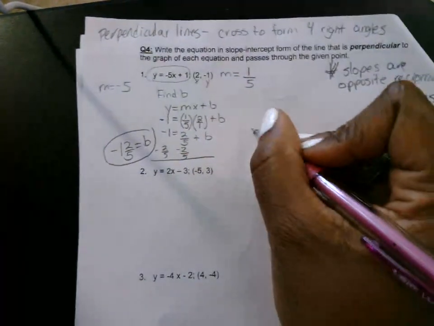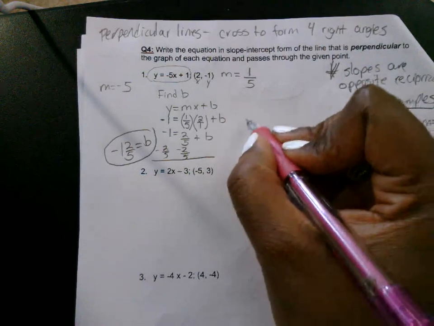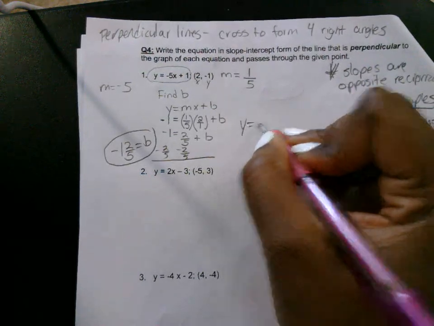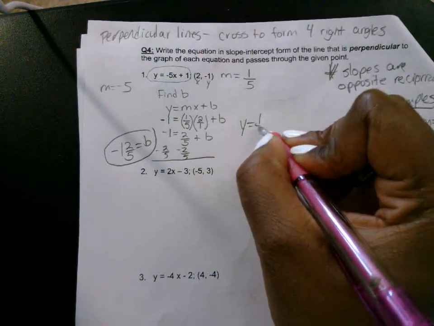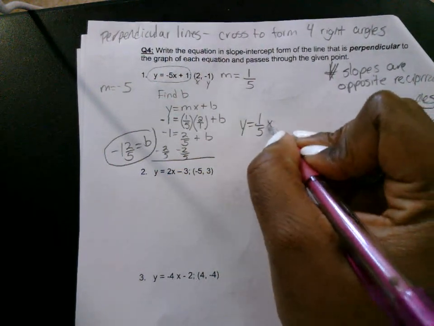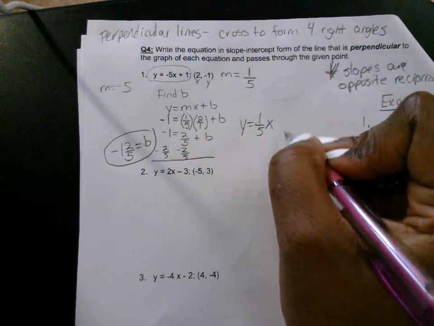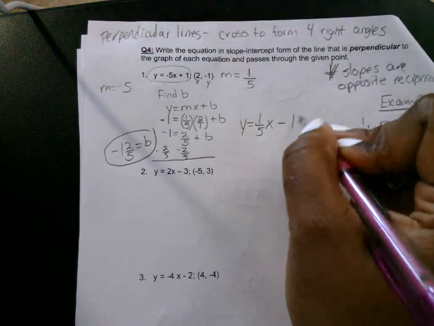How do I then write this as an equation? y equals, somebody said, 1/5 x minus 1 and 2/5.